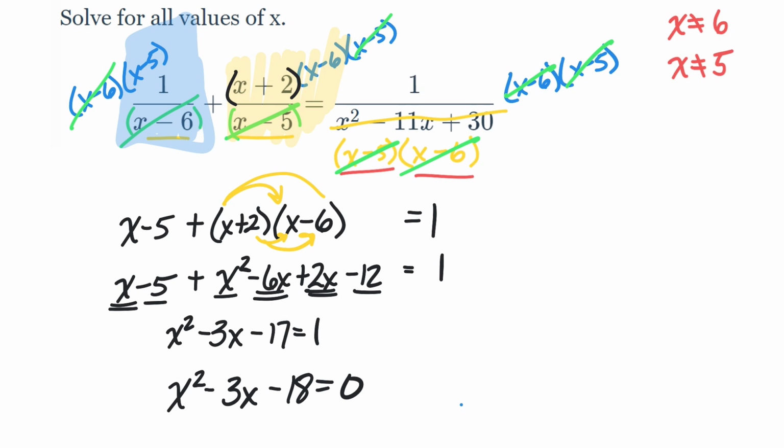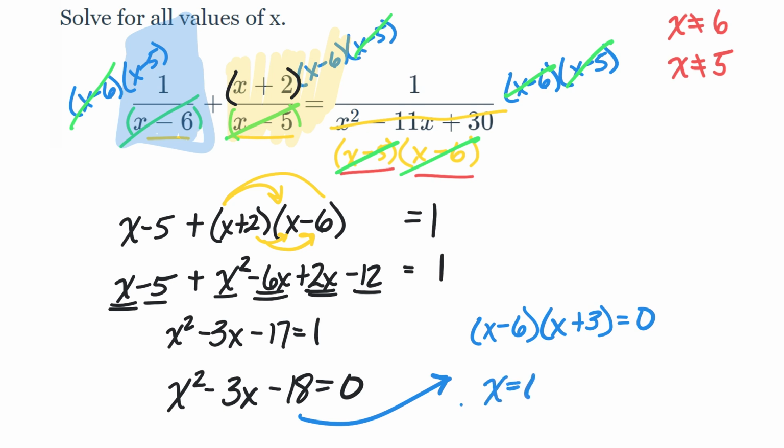And again, at this point, you do what you know to do. If that means using the quadratic formula, you can do that, and this will actually go straight to solutions. If you are more comfortable factoring, if you're good at factoring, take advantage of it. This actually factors down to x minus 6, x plus 3. Meaning I have solutions at x equal to 6 and x equal to negative 3.